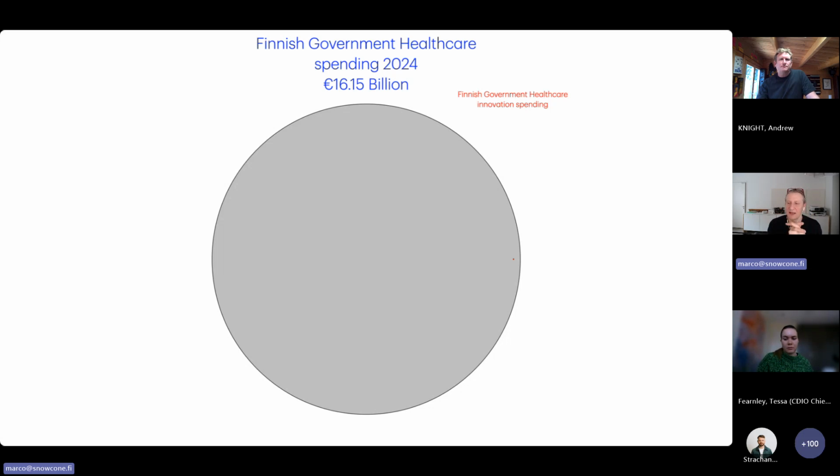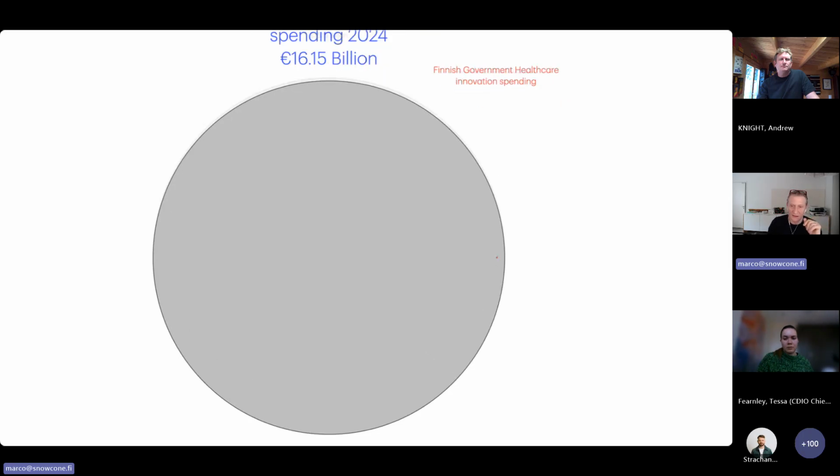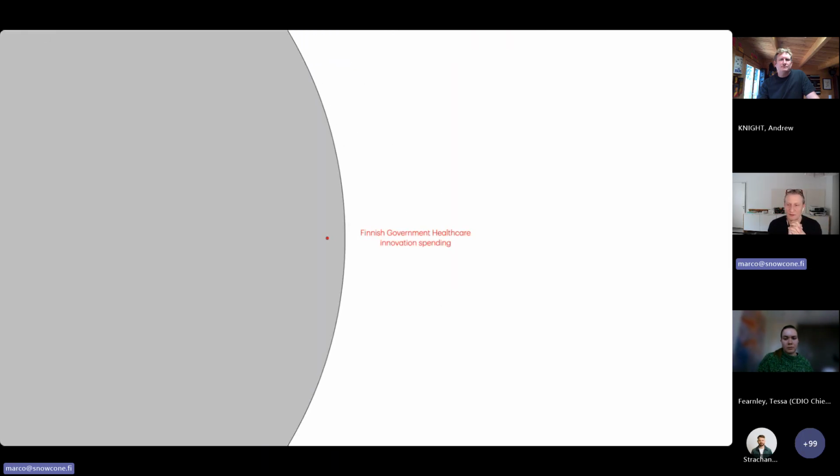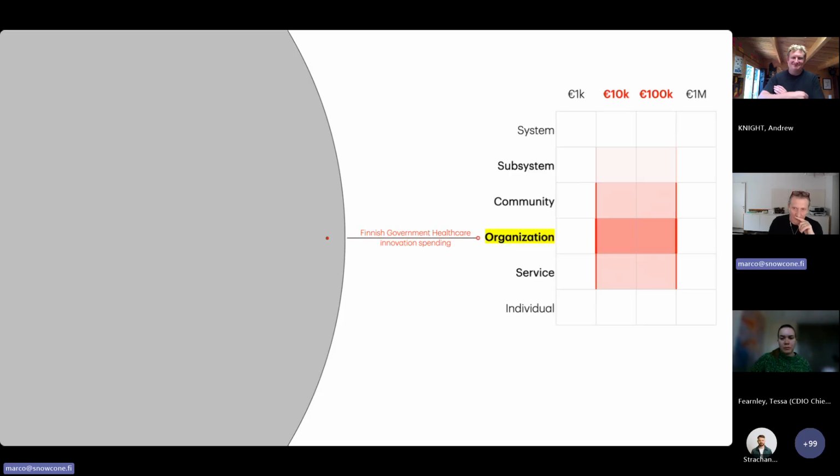And so you can see the scale here. And if you missed it, the scale is right here. So the red dot compared to the blue dot. And if we want to look at that a little bit more carefully, this is about 50 million euros, trying to change a ship that is the size of 16 plus billion, right? It's a 0.3% R&D budget on the system itself.